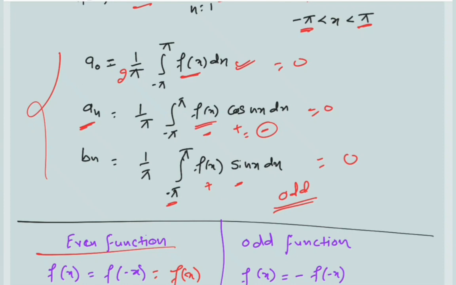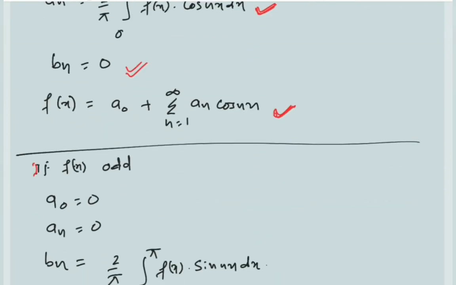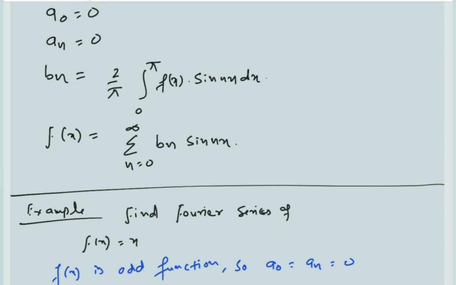Now we move to b n. So b n is equal to 1 by pi times the integral from minus pi to pi. Again the f(x) value is odd, so it is minus, and sine of minus x is also minus. So minus times minus you will get plus. So overall the function value is plus, meaning even. So we reduce this to the form b n is equal to 2 by pi times the integral from 0 to pi of f(x) sin n x dx. So from this integral from 0 to pi you will get some values of b n.